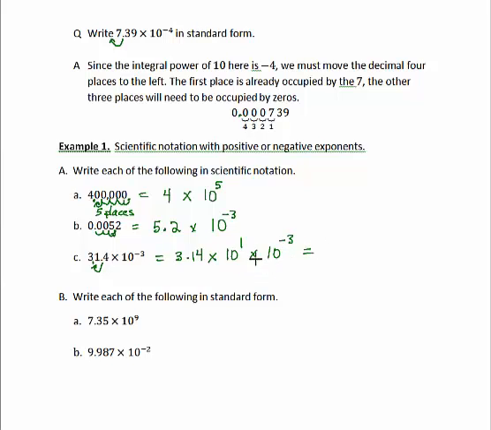And this still isn't scientific notation because we have 2 tens. We only want 1. What do you do when you're multiplying 2 exponential expressions with the same base? You add the exponent. So we say 1 plus a negative 3. And this becomes 3.14 times 10 to the negative 2.